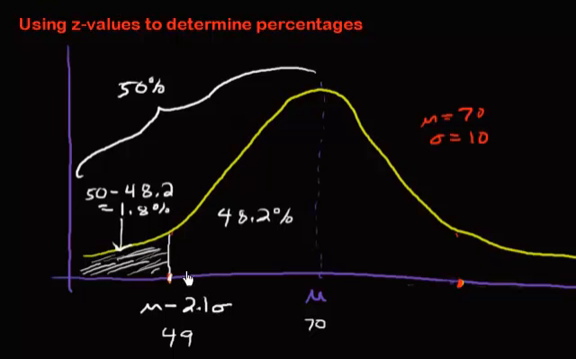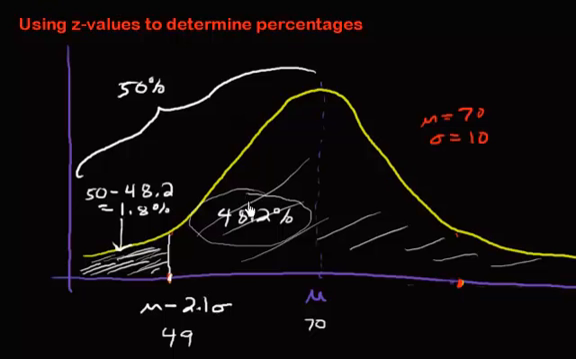Now what if you had a follow-up question, or a completely different question, that said, what percentage is above 49? Then I would be looking for all of this. Well, you found that this is 48.2%, but what's all this? It's all 50%. So from here and greater, you would add 48.2 and 50% to get 98.2%.